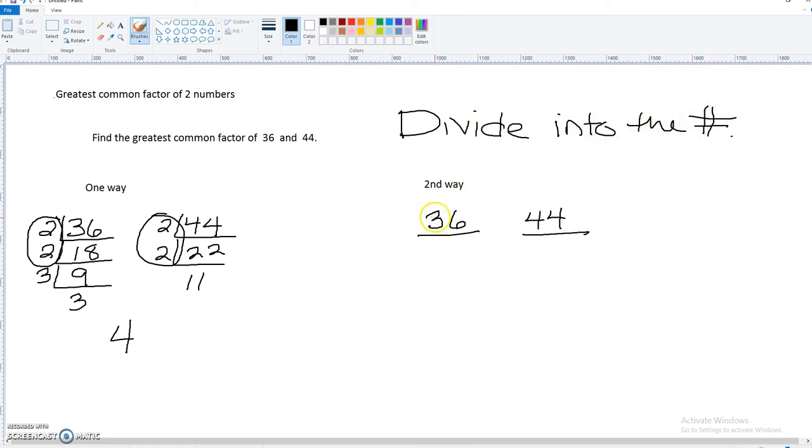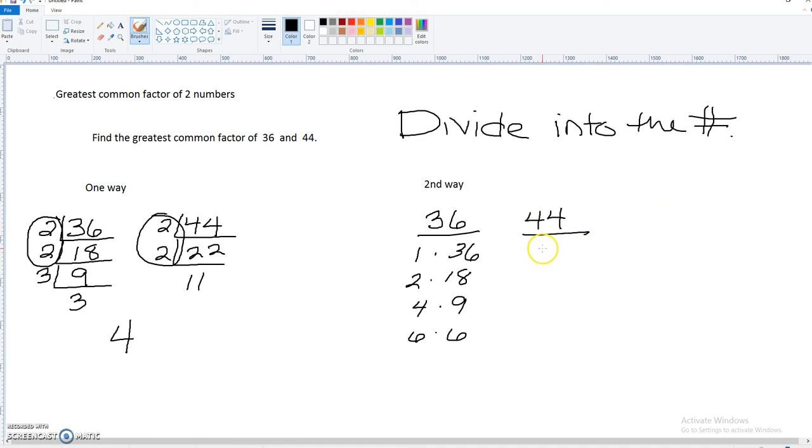So this is one way. The other way, sometimes if you know all your sets of multiplications for each number, then you can list them, and this is helpful as well, especially if they're smaller numbers. We can go ahead and list them out. So we've got 1 times 36. We've got 2 times 18. We've got 4 times 9. And we've got 6 times 6.